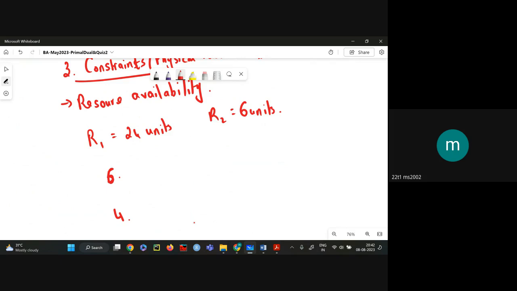Similarly, let's say I produce one doll and one car. I need 6 units of R1 and 4 units of R2 for the car, and I similarly need 1 unit of R1 and 2 units of R2 for a doll. Correct? This is for one car and one doll. But I'm going to make x1 cars and x2 dolls. So what does that mean? 6 times x1 plus 4 times x2 must be less than or equal to the amount of resource 1 available, which is 24. And 1 times x1 plus 2 times x2 must be less than or equal to the amount of units available for resource 2, which is 6.